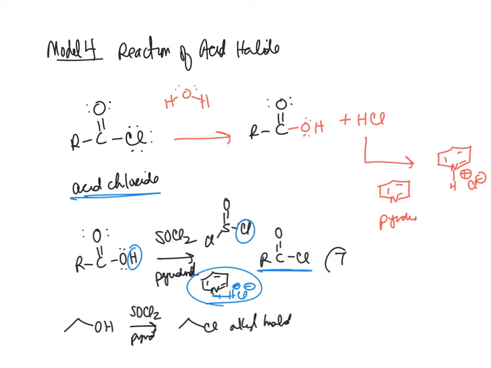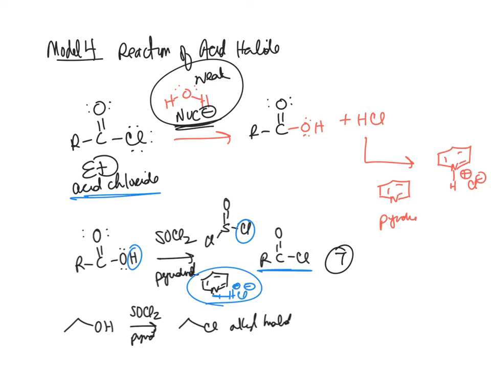So question number 7. Identify the nucleophile and the electrophile in the first step. So this is your nucleophile, the water, and the acid chloride is your electrophile. The nucleophile is weak, because there's no negative charge.